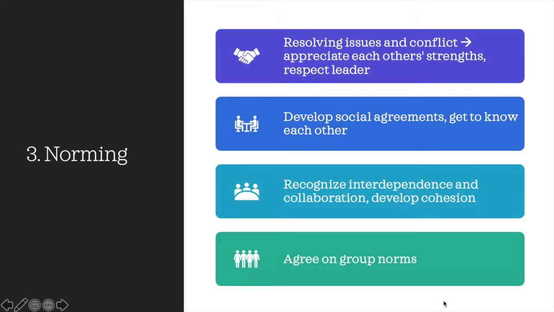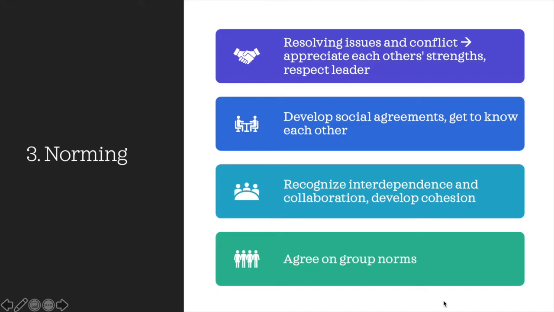The third stage is what we call the norming stage. This is when, after the confrontation arises or the problem arises, there is then some approach to resolution. People start appreciating each other's strengths and there is more respect for the leader. Typically, this is when social agreements start developing. Individuals start to get to know each other and are more comfortable asking for help. There is a recognition of interdependence, collaboration, and cohesion, and then agreement on group norms.